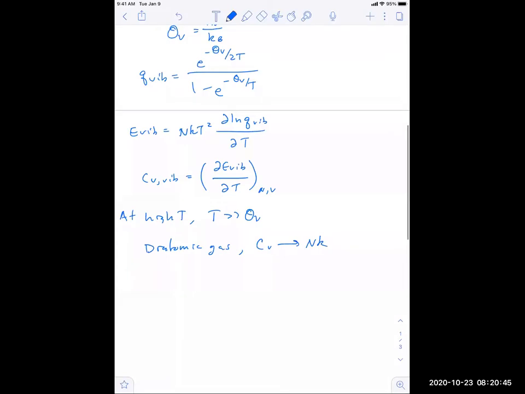Today would be how to think of the vibrations in a solid. So vibrations in each direction, x, y, and z, and then 2 degrees of freedom per vibration. And so that means that the specific heat at high temperature should go to 3Nk.